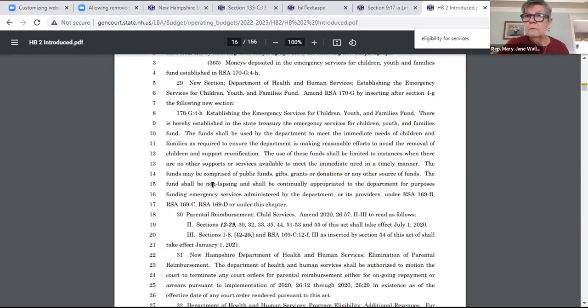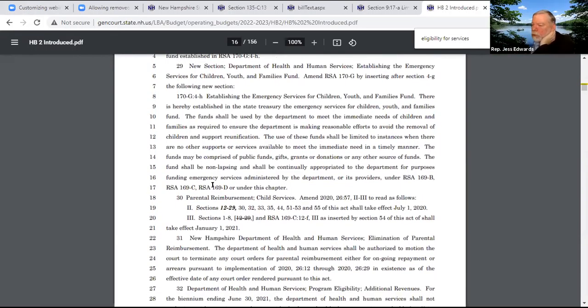Okay. So I'm new to HB2, so some of my questions are process oriented. I'm reading this paragraph establishing the Emergency Services for Children, Youth, and Families Fund starting on line 8. And so there's legislative language that would be inserted into one of our statutes. Are we effectively the only committee that's reviewing this language to determine its sufficiency, or are there any other policy committees involved in reviewing this particular language?